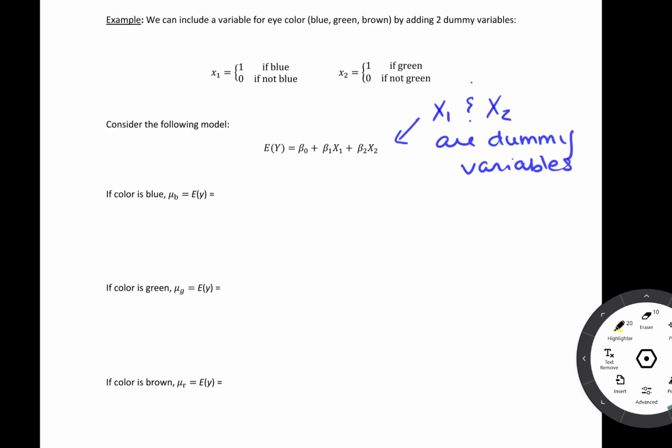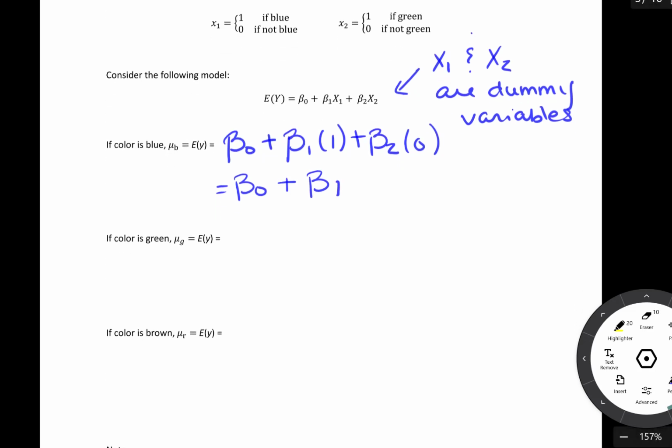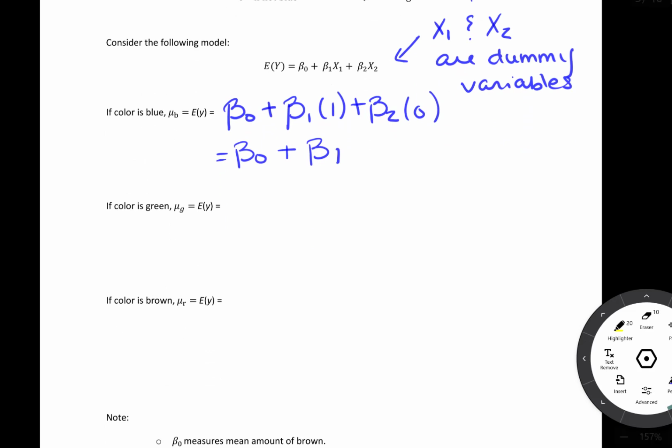Let's look at what happens when the eye color is blue. We're going to have beta naught plus beta 1, since when the eye color is blue, x1 is equal to 1, plus beta 2. And notice x2 is only equal to 1 if the eye color is green, so if it's blue, x2 is 0. Now we could do something similar for green. So notice for green, we're going to have the following.